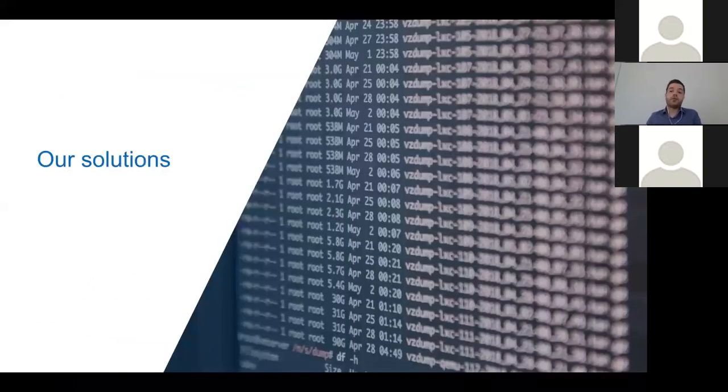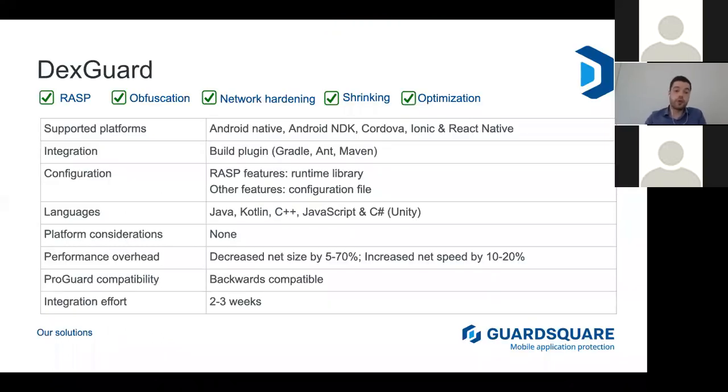So how can you defend against these different threats? Here at Guardsquare, we offer 3 solutions, of which 2 are code hardening solutions. The first one is DexGuard. That solution will harden your Android apps. DexGuard consists of a RASP feature set to protect your application against dynamic attacks such as rooted devices, debuggers, hooking, tampering, emulators, and so on.